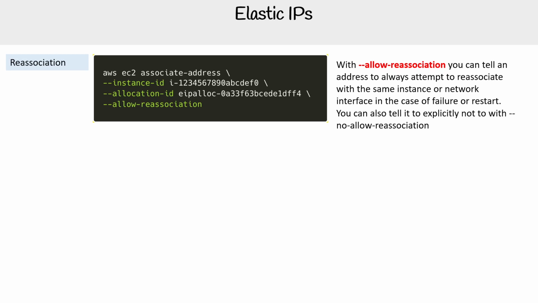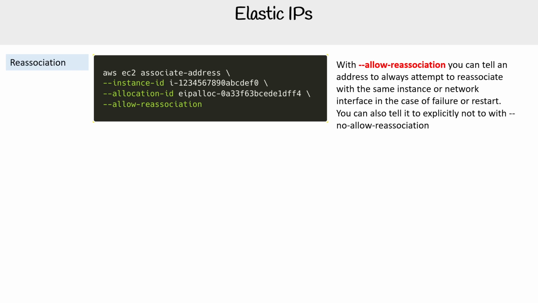There's a little bit more. So this is where we get into more interesting things that you can do with Elastic IPs, but I never do them because they're more exotic. But you could have a reassociation. So you can tell an address to always attempt to reassociate with the same instance or network interface in the case of a failure or restart. So that is an example of having that failover example.